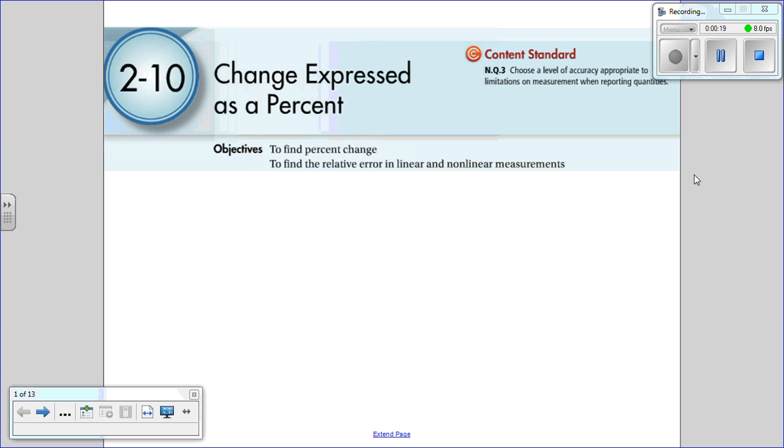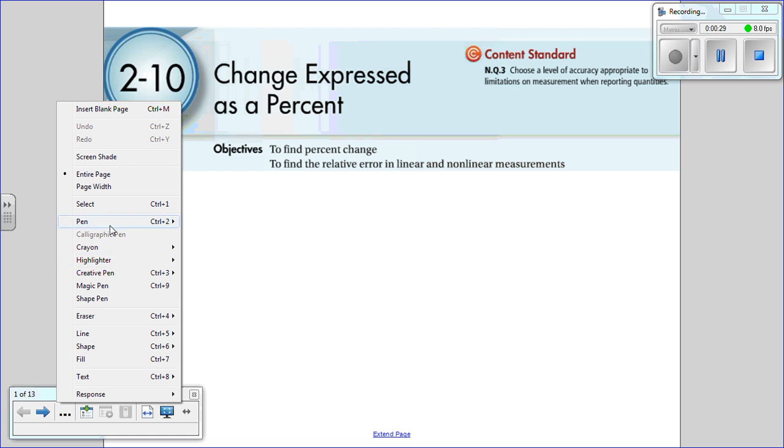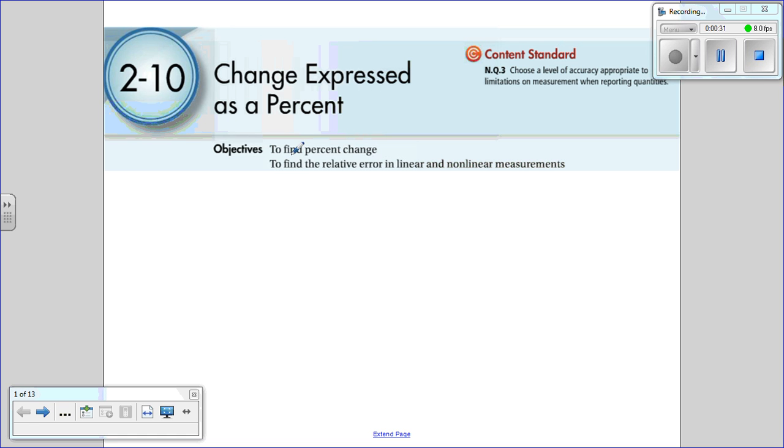So what we're going to be doing is finding the percent change, and we are going to skip this second part. So you do not have to write down this part. And I just underlined it. I meant to cross it out. Do not write that part.